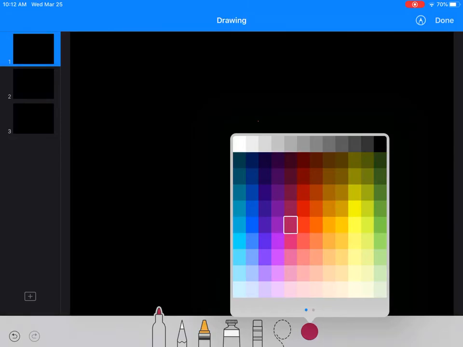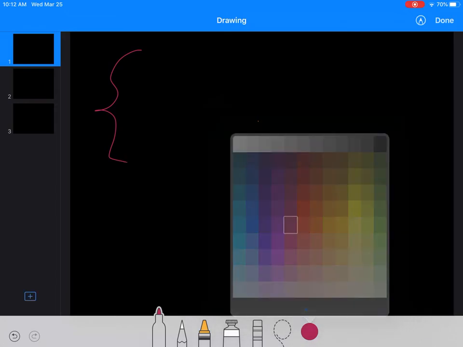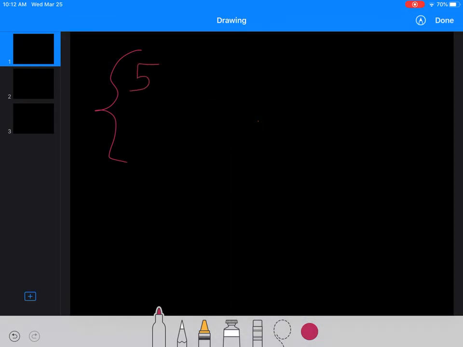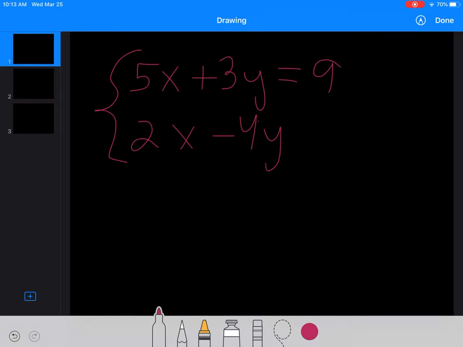All right, so what we're going to look at today is solving a system of linear equations by elimination. Let's say we have another system, just like we saw in the last video, but this one is 5x plus 3y is equal to 9, and the bottom equation, which we'll call equation 2, is 2x minus 4y equals 14. So we'll call this the top equation, equation 1, and equation 2.